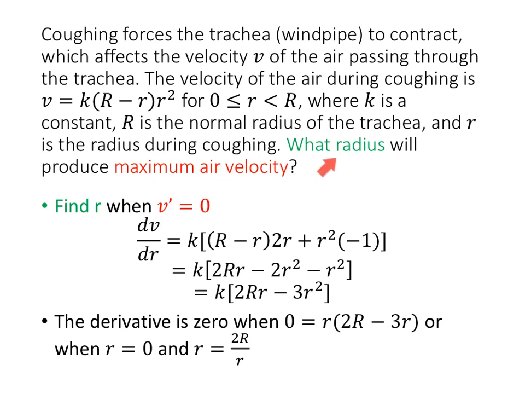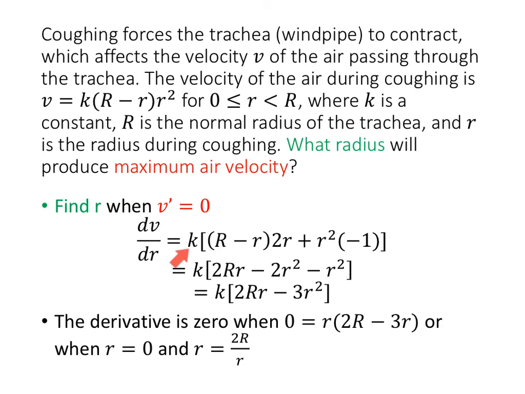So I want to know what radius will produce a maximum air velocity, so whatever you're coughing will come out at the fastest possible speed. Well, we want to find r when the derivative is 0. All right, what radius will produce a maximum? Where is the maximum? So where tells us find r.